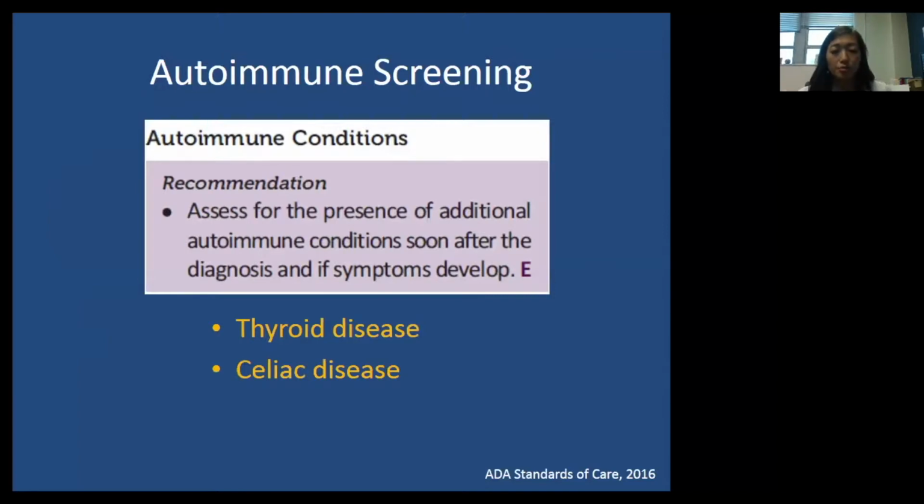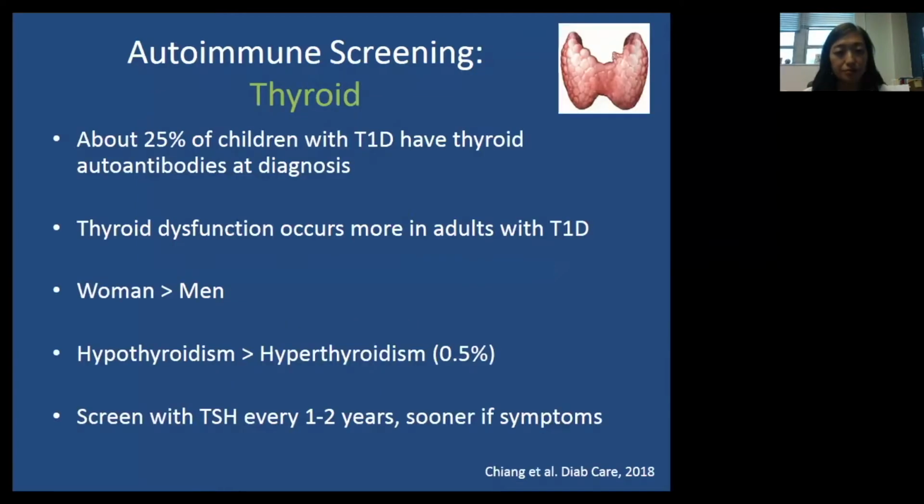So, as many of you may well know, the presence of having one autoimmune disease like type 1 diabetes confers an increased risk of having other autoimmune conditions such as thyroid disease, celiac disease, and some others. And so our American Diabetes Association guidelines recognize this and recommend the screening of other autoimmune antibodies, specifically thyroid and celiac disease, soon after the diagnosis of type 1 diabetes.